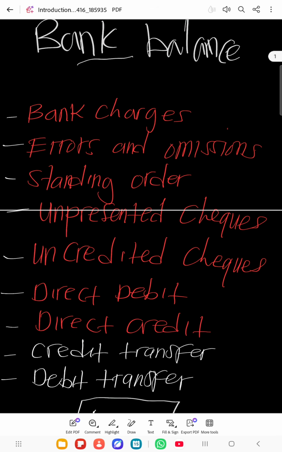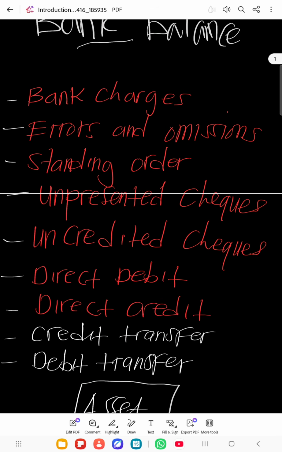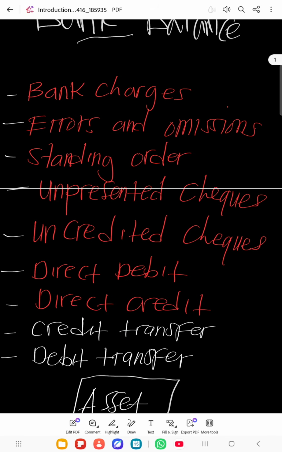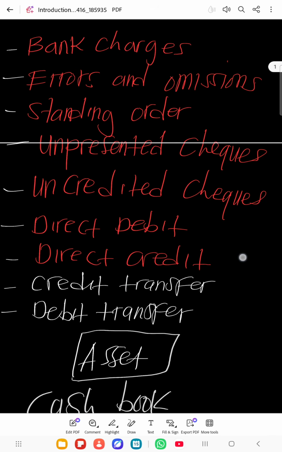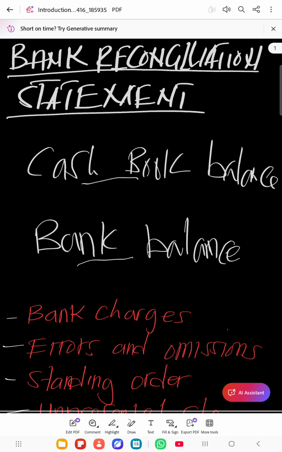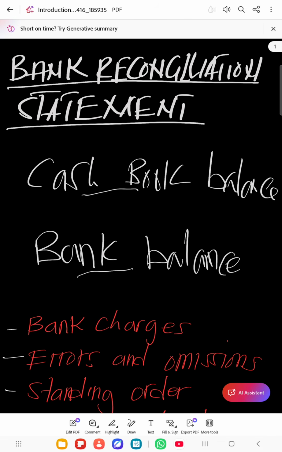So these, the ones I wrote in red, are the differences that cause the cash book balance and the bank statement balance to differ. So there is bank charges, errors and omissions, standing orders, unpresented checks, uncredited checks, direct debit, direct credit, credit transfer, and debit transfer. So I'll explain all these to help you guys understand.